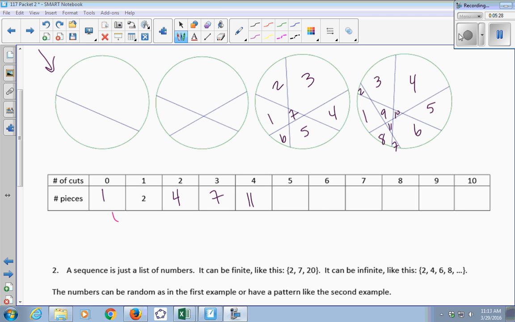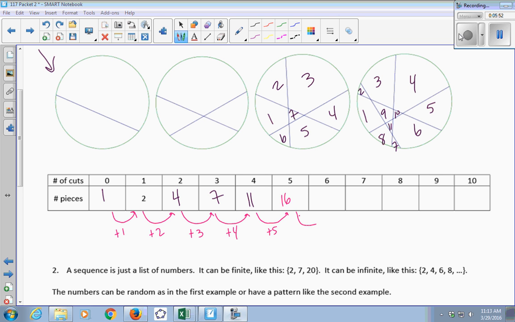So what do you add to 1 to get 2? 1, okay. What do you add to 2 to make 4? What do you add to 4 to make 7? What do you add to 7 to make 11? 4. So do you see a pattern among what you're adding? 1, 2, 3, 4. So the next number I would probably add would be 5, and I'd get 16, right?